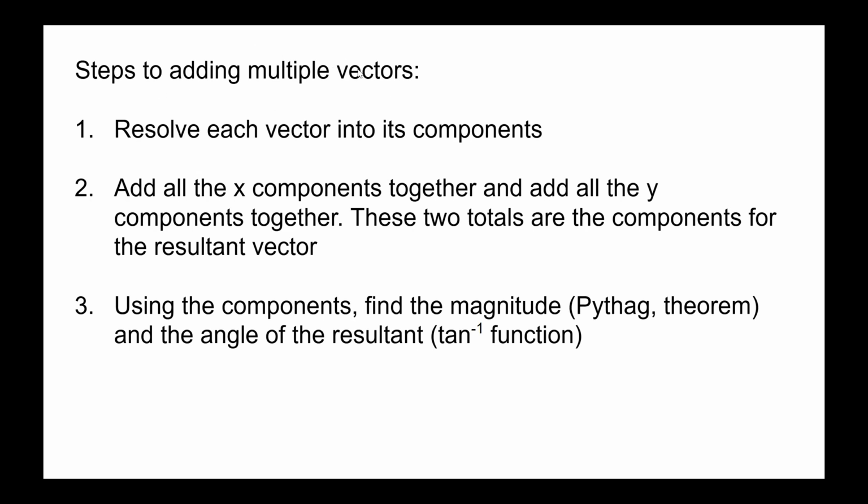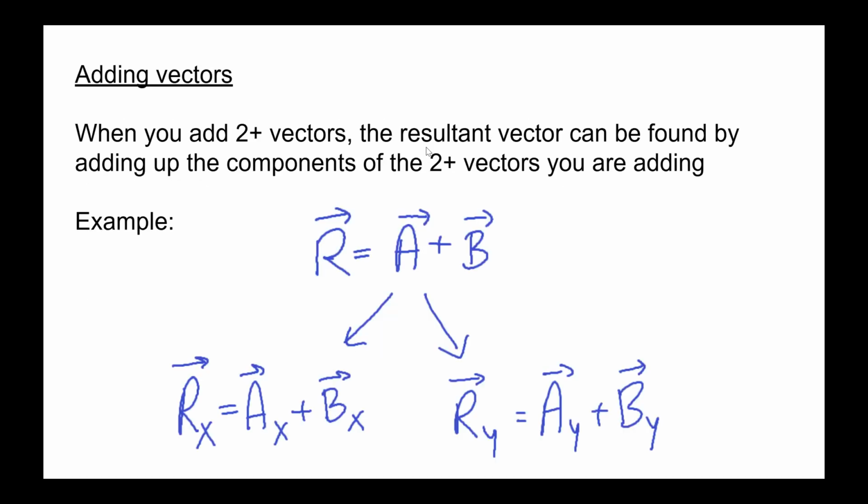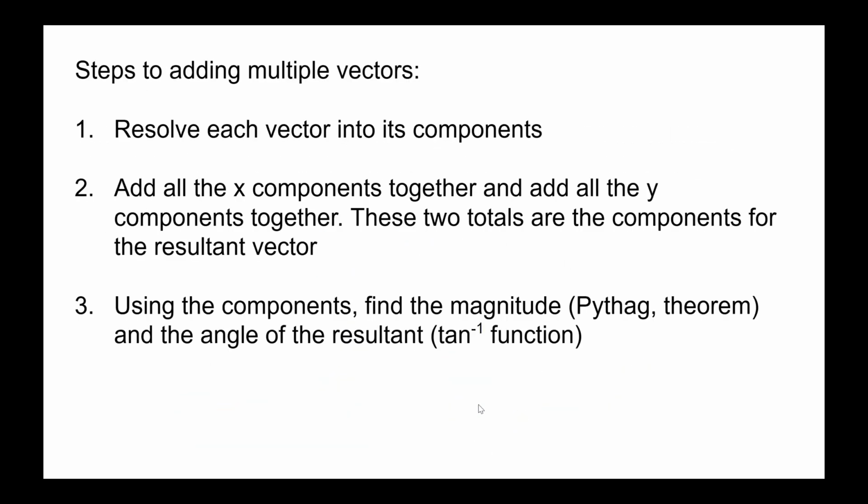Now, if you're adding multiple vectors, what you want to do is start by resolving each vector into its components. That is, taking vector A, finding the x and the y components of vector A, and also taking vector B, finding the x and y components of B. And then you add all the x components together. Add all the y components together. These two totals are the components for the resultant vector. So the resultant vector would have an x component that is the vector sum of all the x components added together. And likewise, the y component of the resultant vector would be equal to the y components of all the vectors added together.